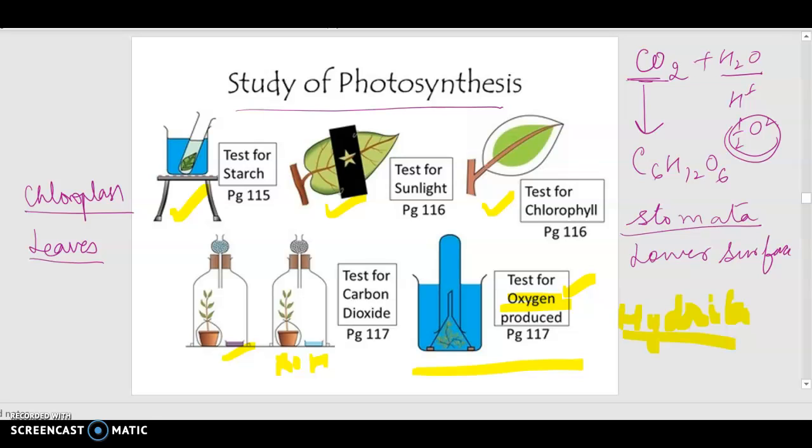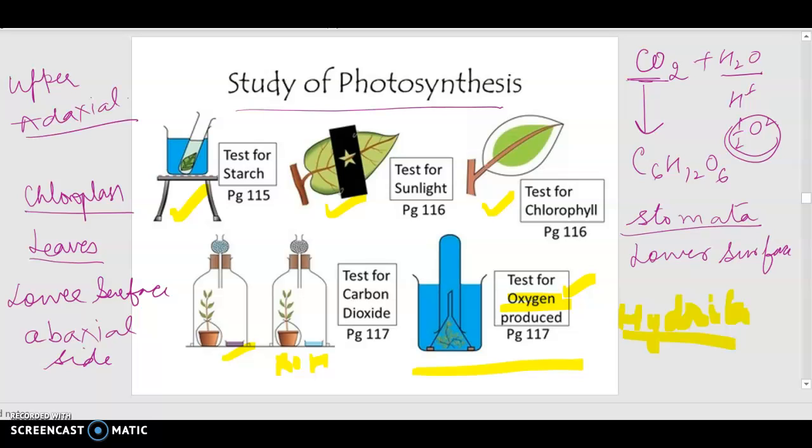And one more term I just want to share with you: the lower surface of the leaf is known as the abaxial surface, and the upper side is known as adaxial.